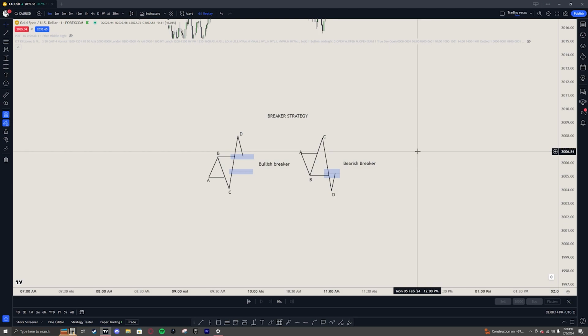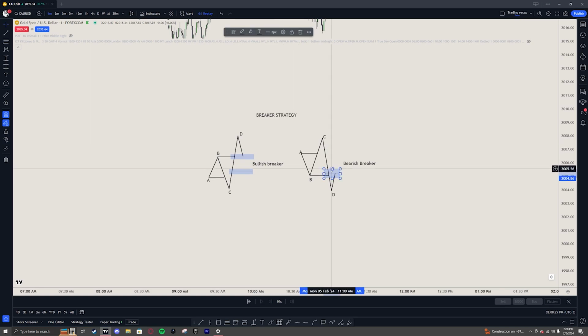Trust the breakers, trust the process. Wait for the displacement, wait for the breaker to form, wait for the close above B or the close below B, depending if it's bullish or bearish. Wait for the retracement, look at the fair value gaps, scale your way in, and take it slow, one day at a time.